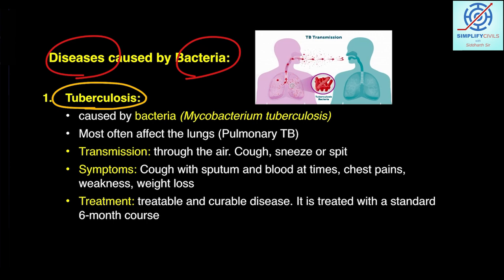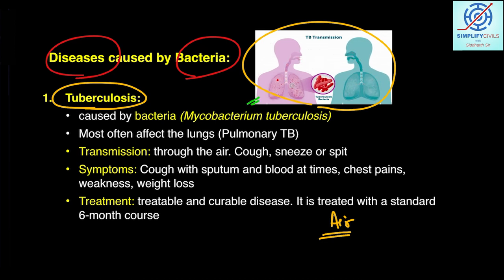How is this disease spread? So you can see here, this is spread via air. So the mode of transmission is air. If one person is infected and coughs, then the droplets in the air, if they are inhaled by a healthy person, then the healthy person will also be infected.